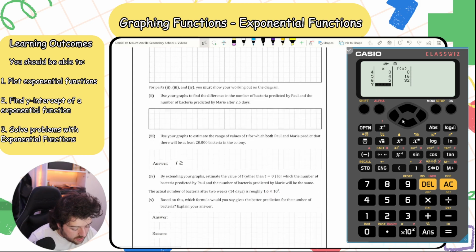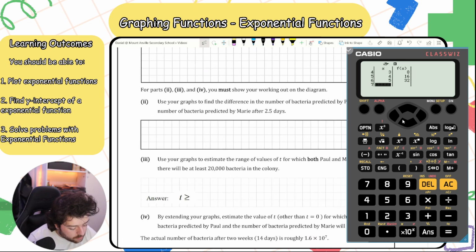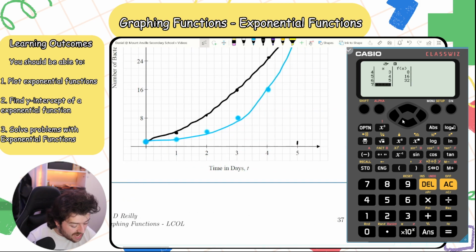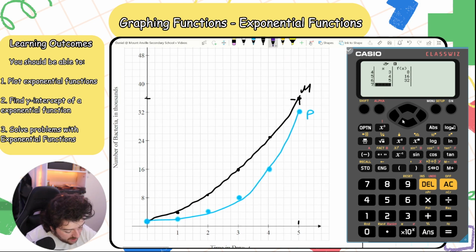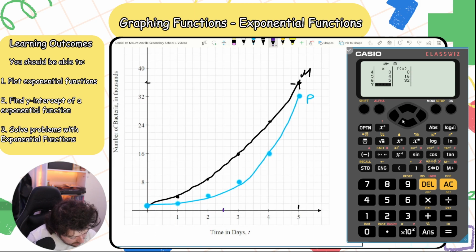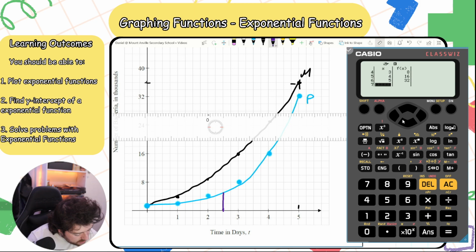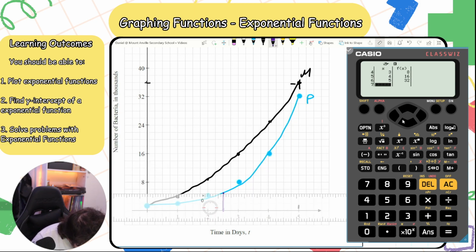For parts 2, 3, and 4, you must show your workings and the diagram. Fair enough. Use your graph. Find the difference in the number of bacteria predicted by Paul and the number of bacteria predicted by Marie after 2.5 days. So let's look after 2.5 days. So go to 2.5 here. Go up. Read. So Paul predicts like 5,000, I think.